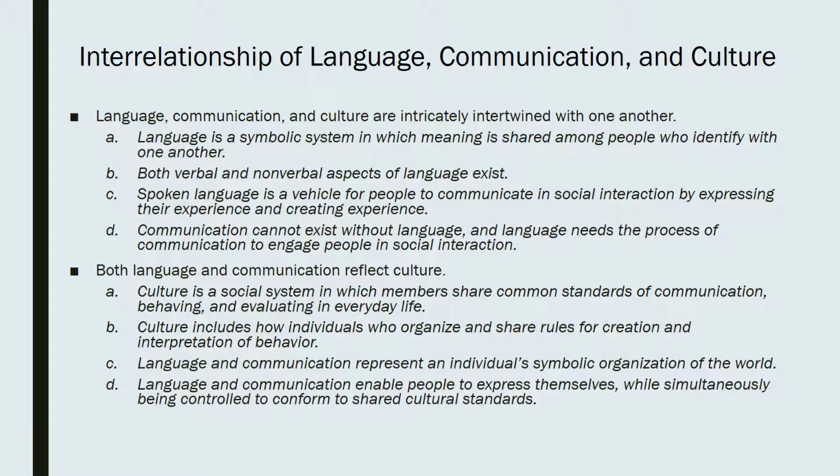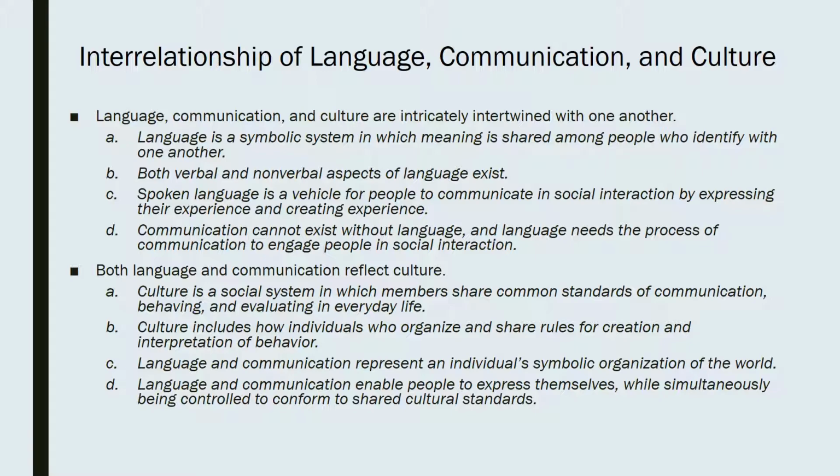And we know, based on psychology and lifespan development, that social interaction is how we learn our culture. And more importantly, it's how we grow as individuals within a culture. So both language and communication reflect culture. And culture is a social system in which members share common standards of communication, behaving, and evaluating in everyday life. Culture includes how individuals organize and share rules for creation and interpretation of behavior.